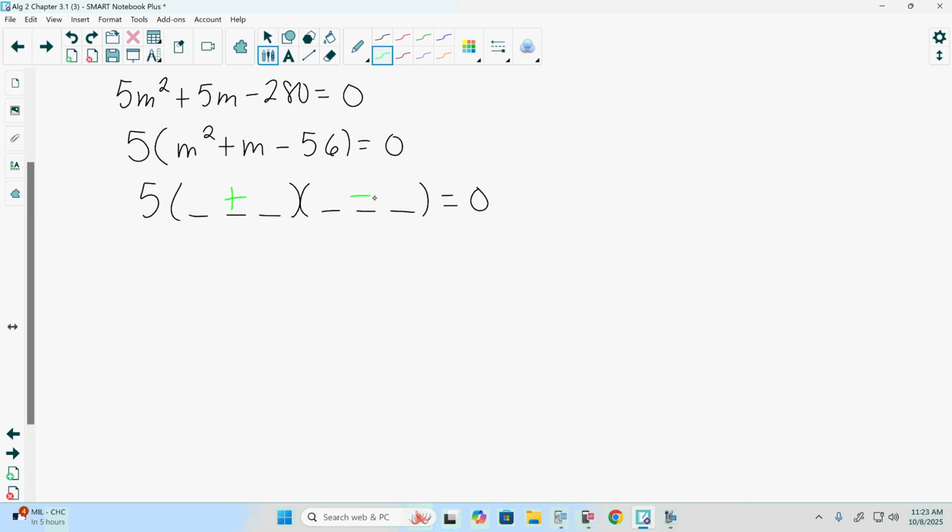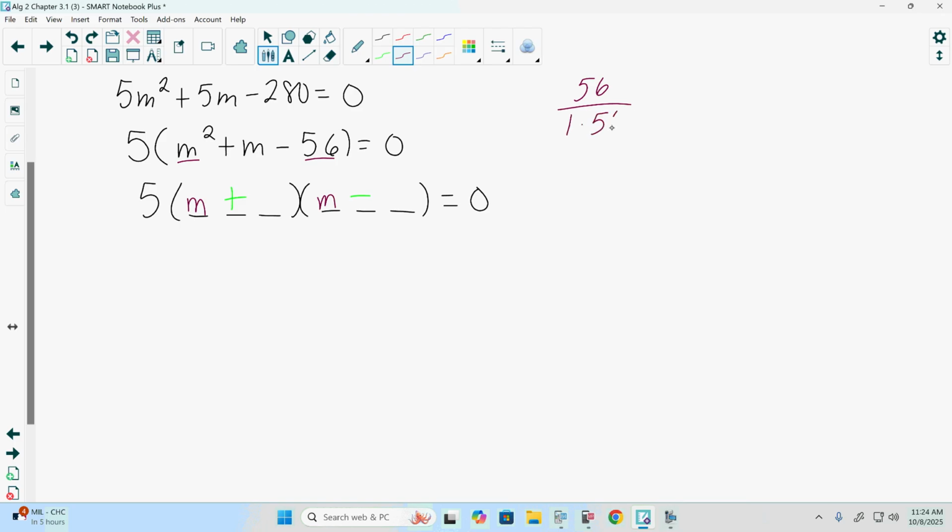We'll have two sets of parentheses with three spaces. And since the third term is negative, our signs have to be opposite. Now we have to find the factors of the first and third terms. First term, m squared, is going to be m and m.